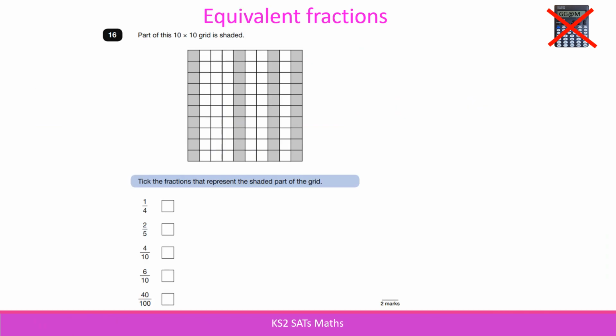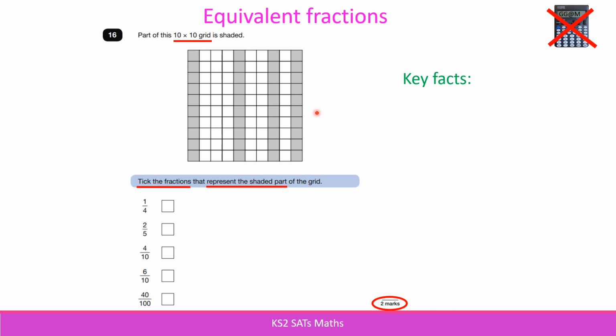This is a question on equivalent fractions, and you're told that you have got a 10 by 10 grid and you have got to tick the fractions, of the list below here, that represent the shaded part in the grid. So here is my shaded sections, and you've got to work out which of these down here are the same as the shaded part in this diagram up here. This is worth 2 marks in your exam.